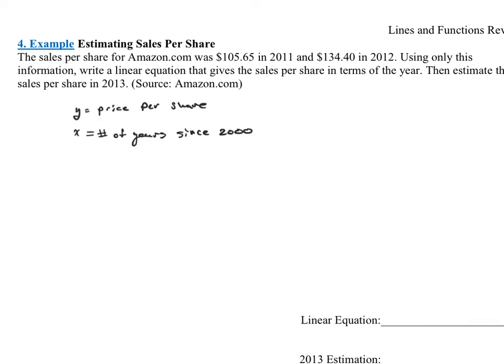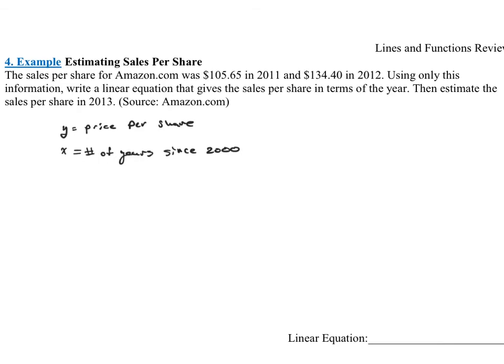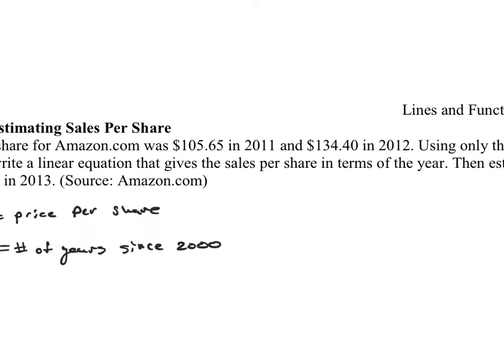Okay, so let's think about our ordered pairs. What ordered pairs does this give us? Remember, the year is the X value, and the dollar amount is the Y value. So for this first one, the X value is 2011, and the Y value is the dollar amount, which is 105.65, because the price depends on the year. Let's look at that second one. The year was 2012, and I'm already doing something wrong. Let me finish what I was doing, though. And the price was $134.40. So again, this would be if we use the X value to be the exact year.